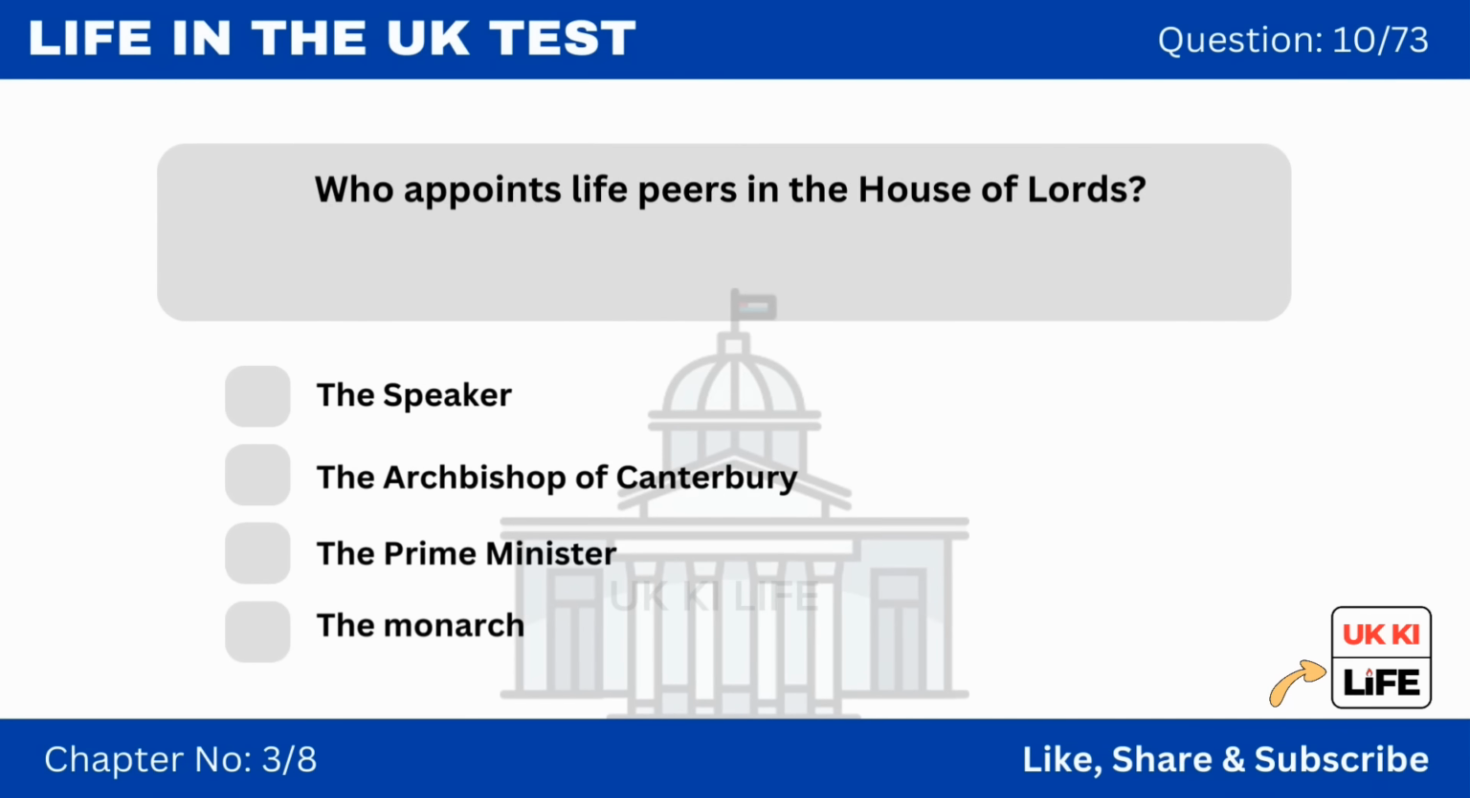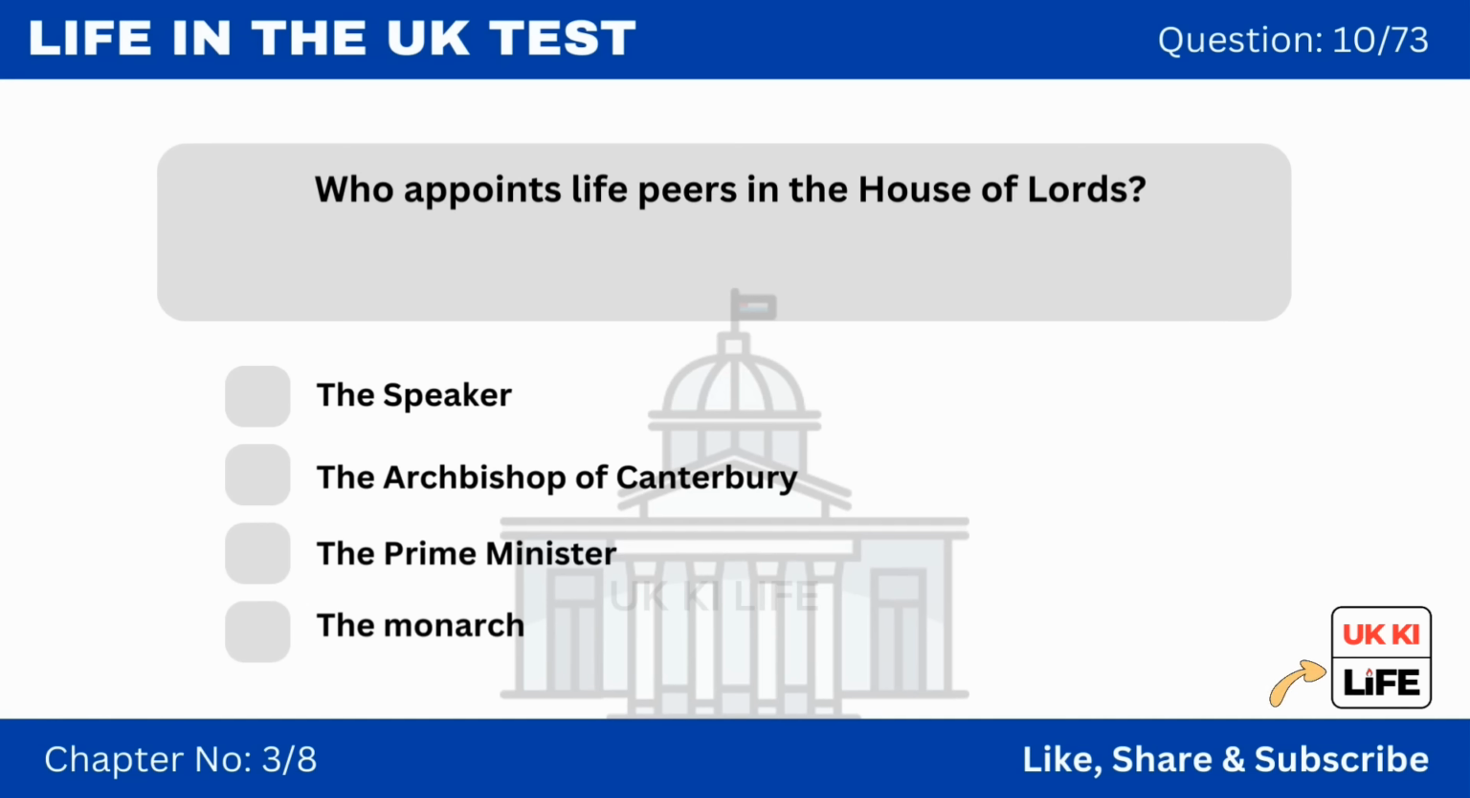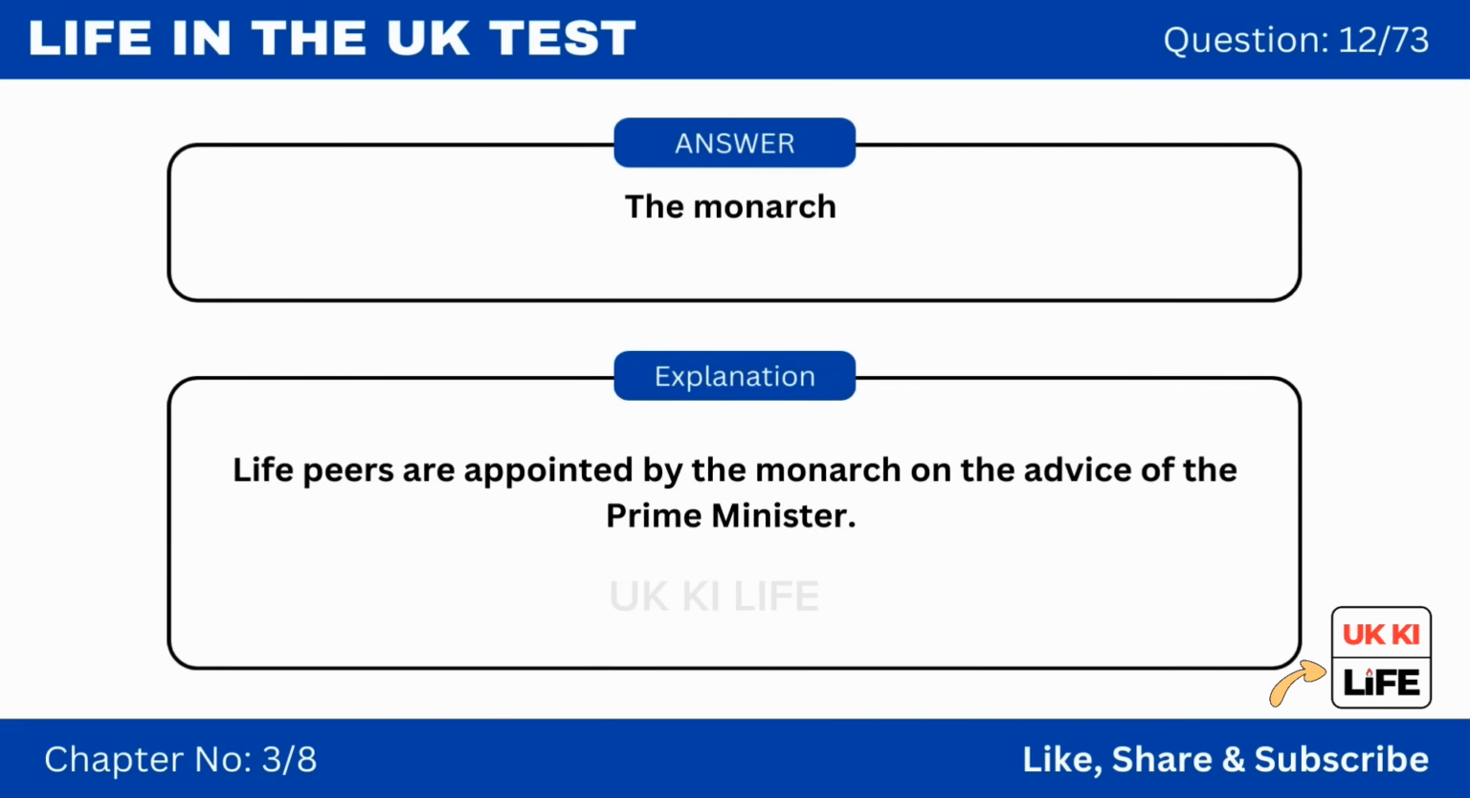Question 12. Who appoints life peers in the House of Lords? The Speaker. The Archbishop of Canterbury. The Prime Minister. The Monarch. The correct option is D. Explanation. Life peers are appointed by the monarch on the advice of the Prime Minister.